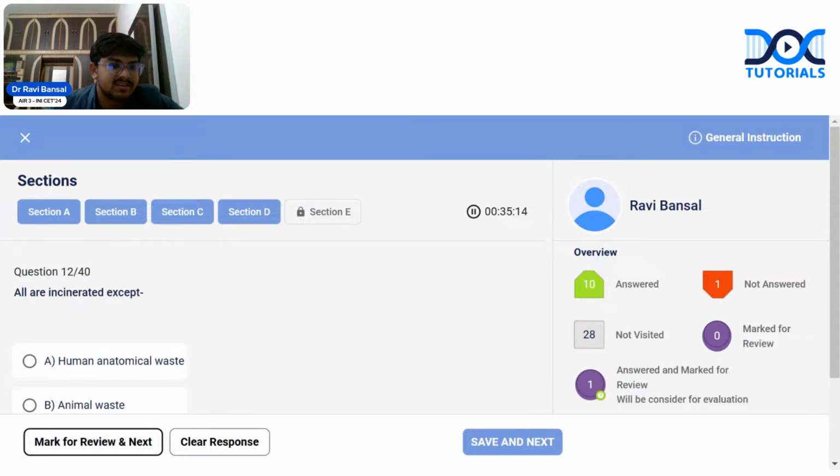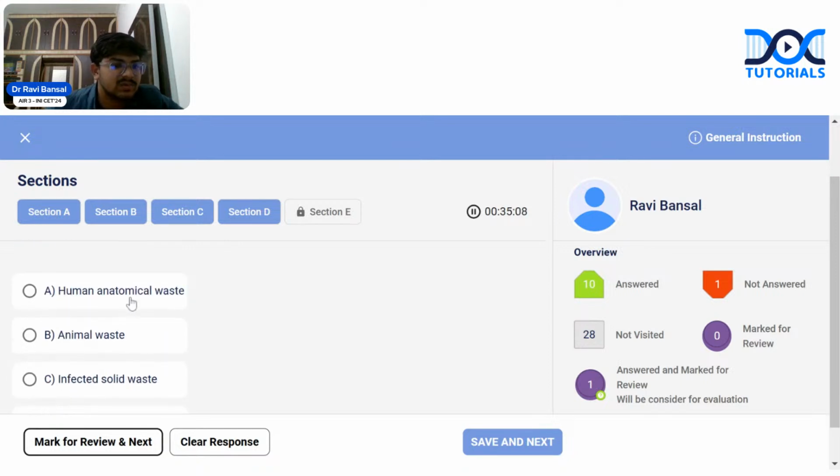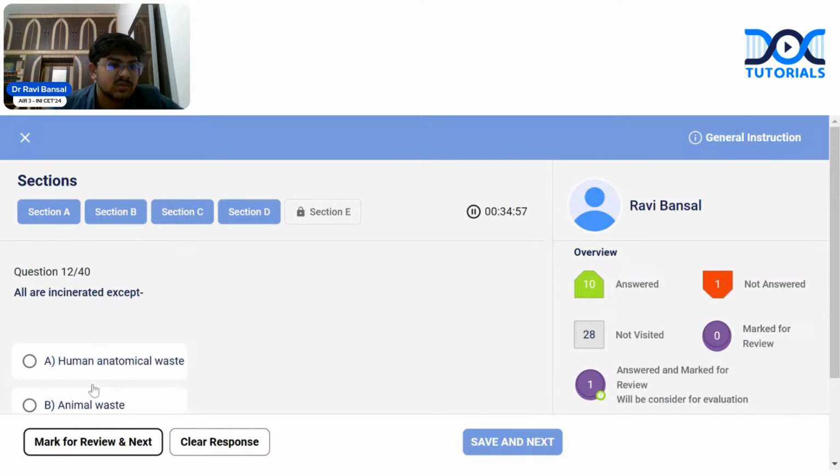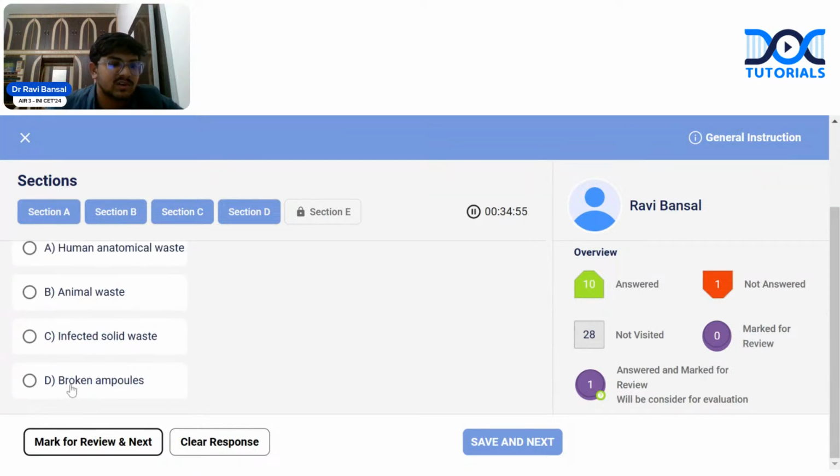All are incinerated except, so the yellow waste box, those things are incinerated. So anatomical waste going to yellow, animal waste going to yellow, infected solid waste and broken ampules. So broken ampules go into blue. You will not incinerate, you will not burn those ampules, you can recycle them. Infected solid waste obviously comes into this category only. So you burn those things, they are infected.